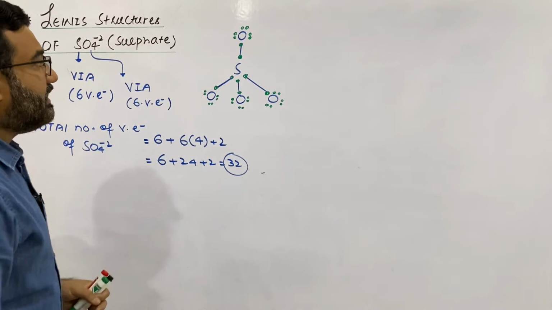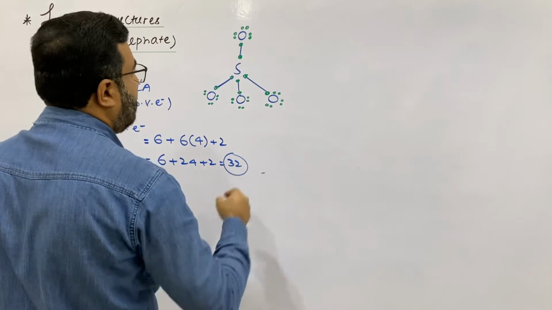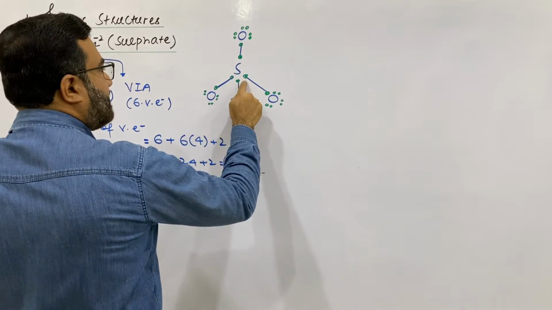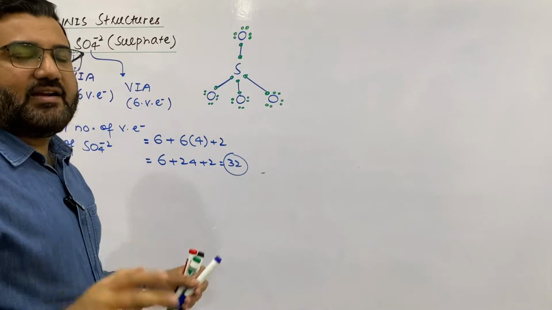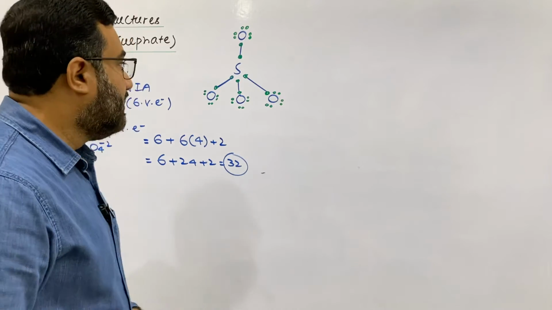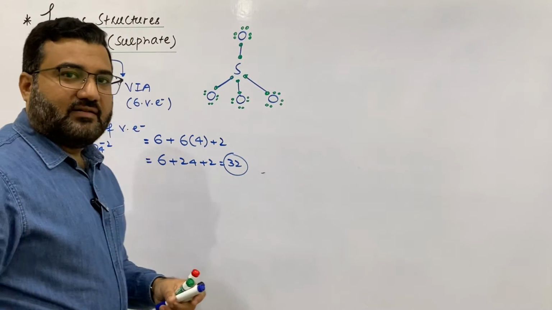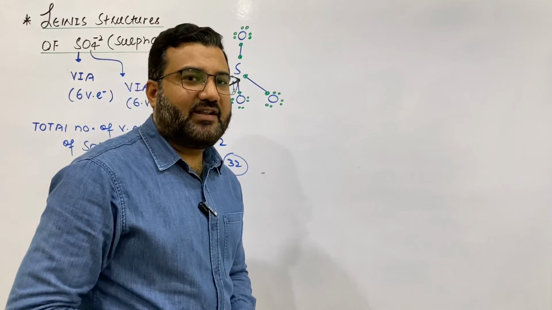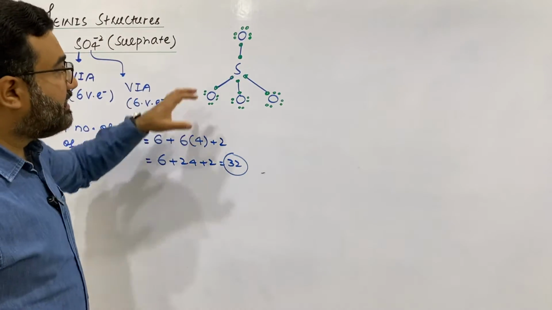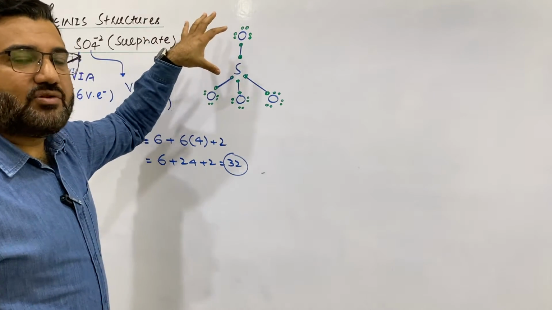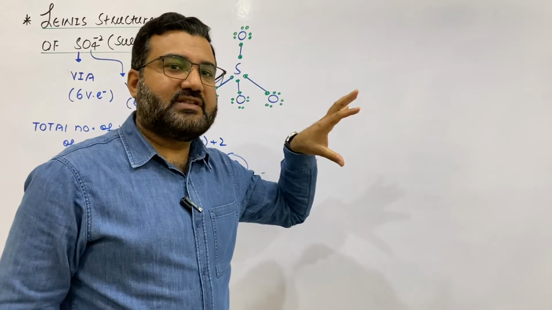Now let us see the sulfur, which is the central atom. It has 1, 2, 3, 4, 5, 6, 7, 8. Sulfur also has 8 electrons in its valence shell, so the octet of the sulfur is also completed. Congratulations. Is it the Lewis structure of the sulfate ion? My dear students, no. In fact, the octet of all the atoms is completed, but still this is not the Lewis structure of the sulfate ion.